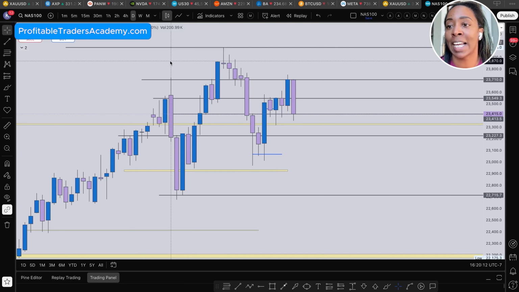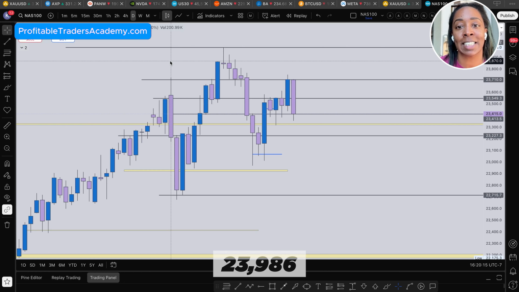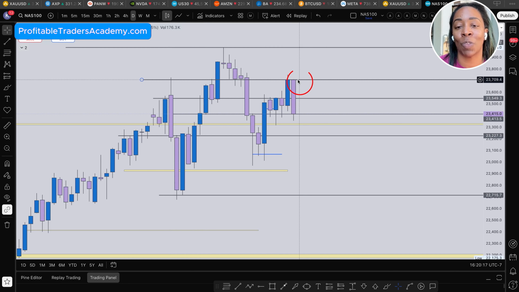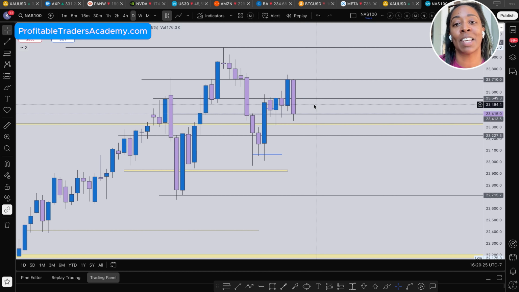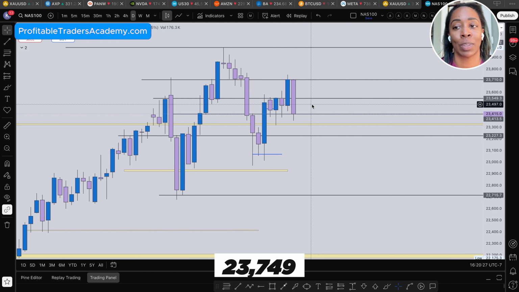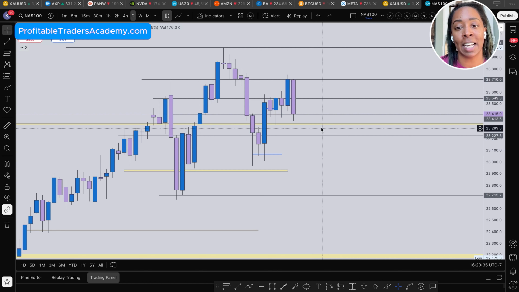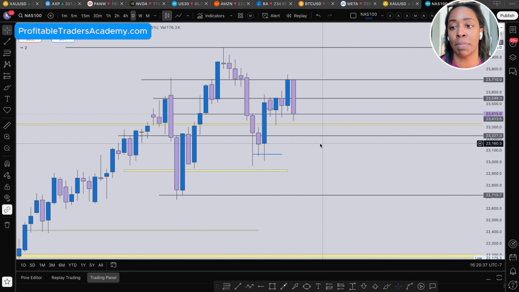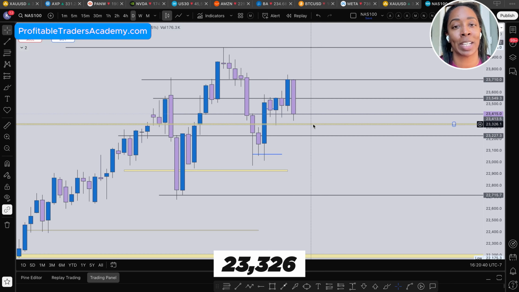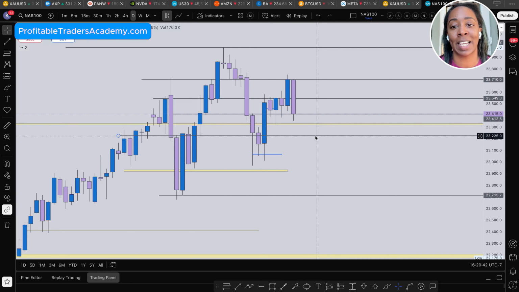We have the top level at 23,986. Then we have this level right here where it tapped in perfectly based on the analysis from last week, here at 23,710. And then we also have another level here at 23,749. The next level is going to be at 23,415. And then this yellow level here is going to be around 23,326. And then next we have this level here at 23,227.